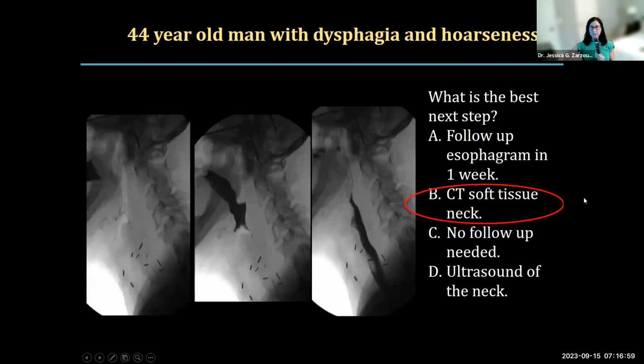Okay, so this patient is another patient who presented with dysphagia and hoarseness. And we can see on these lateral images that this prevertebral soft tissue is thick. So here is the cervical esophagus. Normally it lies right next to the cervical spine. And in this case, there's too much soft tissue here. And so we need to look with a CT neck to see what's happening in this patient.